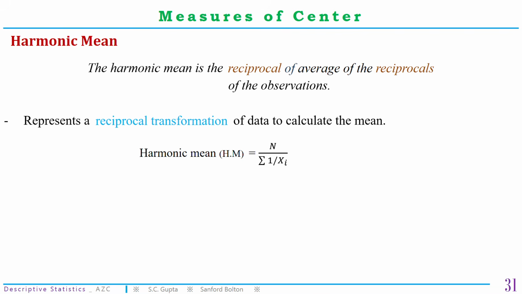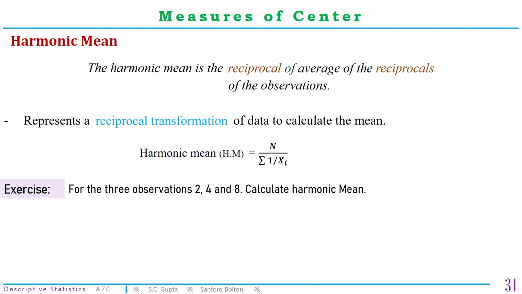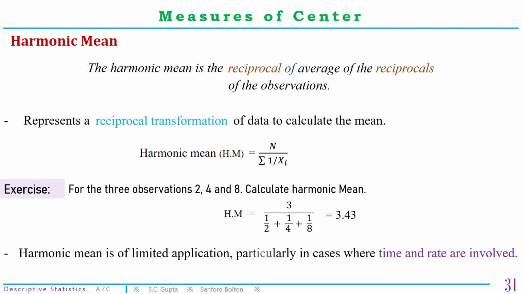Exercise: for the 3 observations 2, 4, and 8, calculate the harmonic mean. When we put the values in the equation, we get the harmonic mean equal to 3.43. Harmonic mean is of limited application, particularly in cases where time and rate are involved.